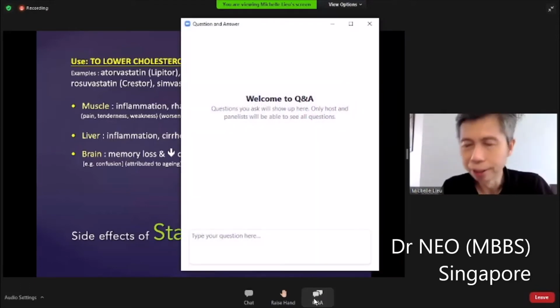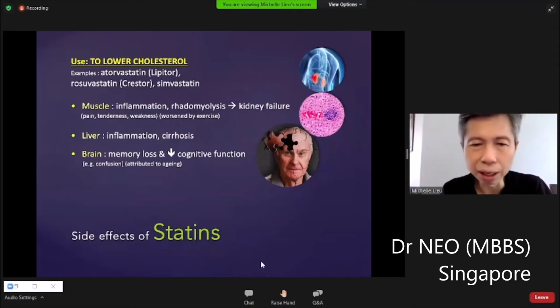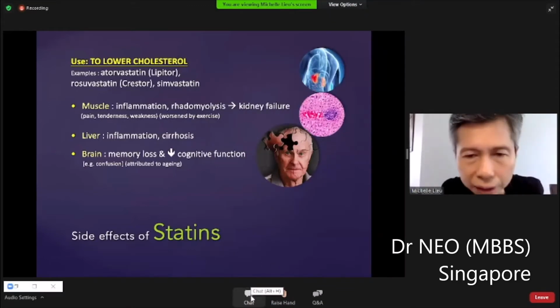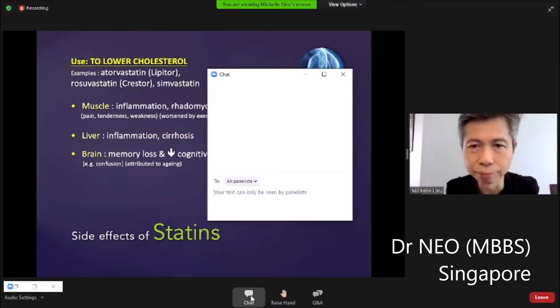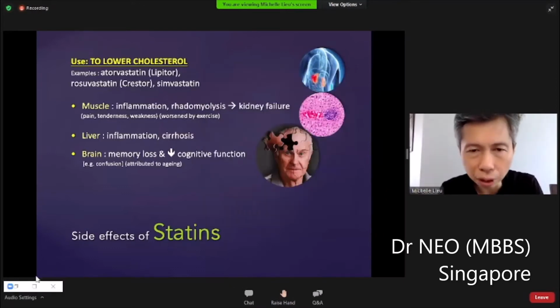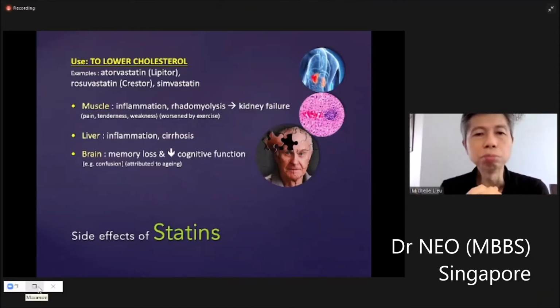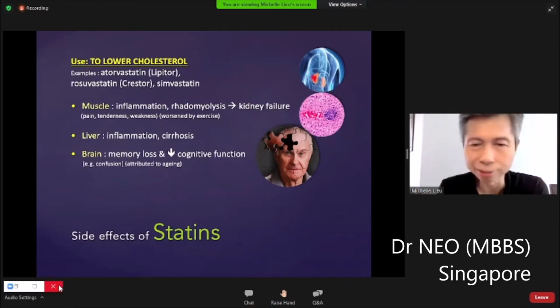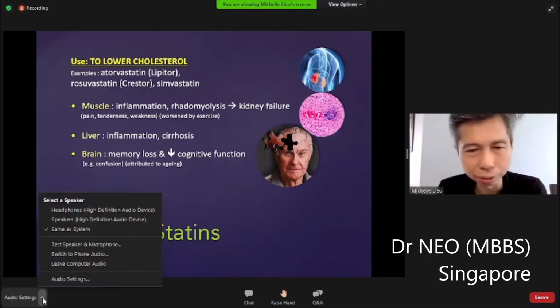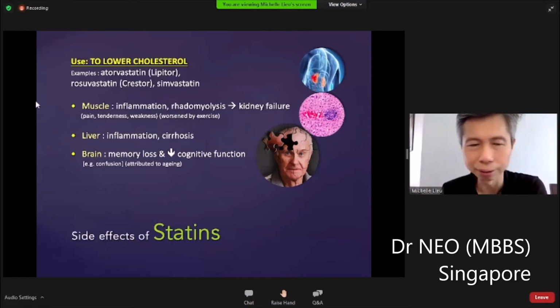Well, I got news for you, folks. Statins definitely increase the risk of decline in cognitive function and worsen your memory loss. So don't just take it as natural or due to aging. No, I wouldn't buy that.